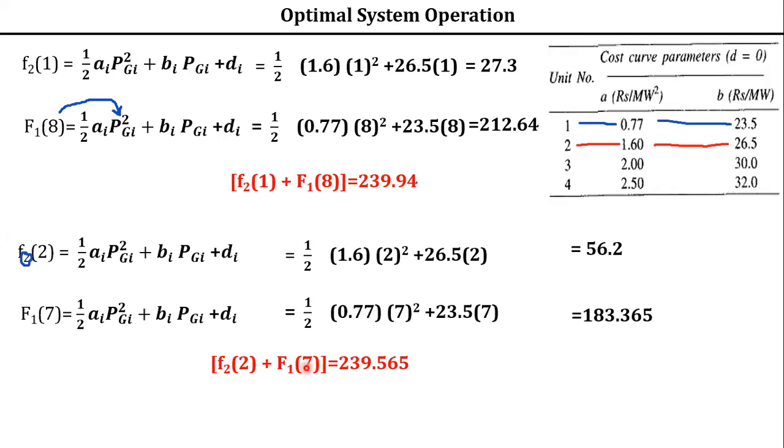The fourth combination will be small F2 of 3 plus capital F1 of 4. Sorry, 3 means 9 minus 3, 6. Sorry, 6. I think the fourth combination will be F2 of 3 plus capital F1 of 6. I think earlier I said 4. If it is 4, then I am wrong. So the fourth combination will be F2 of 3 plus F1 of 6. Now recalculate it and check.